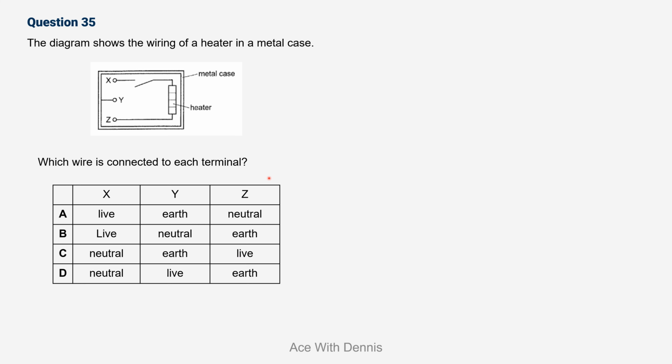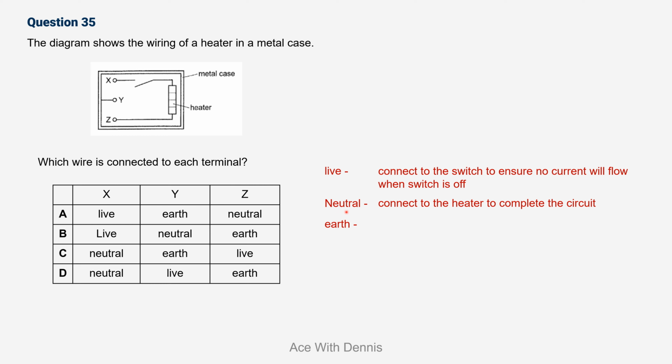So to obtain the answer for this question, let's recall how we want to connect the live, neutral, and the earth wire. For the live wire, it needs to connect to the switch to ensure that there is no current flow through it when the switch is off. For the neutral wire, it needs to connect to the heater to complete the circuit. While for the earth wire, it needs to connect to the metal casing to flow out any excess current to the ground. Hence, the answer will be C.